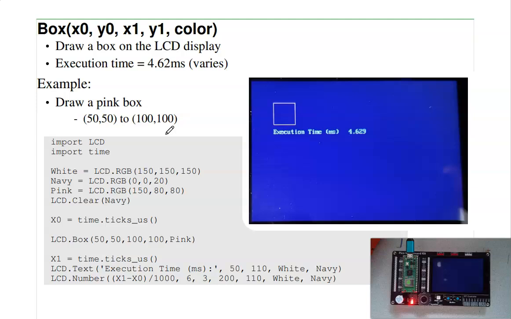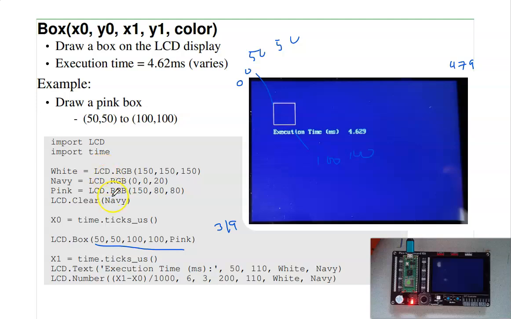First function, box. I can draw a box on the screen. I specify the color of the box, and I'm going to specify the upper left corner. This guy right here is 50, 50. On the x-axis, this goes from 0 to 479. Y goes from 0 to 319. This says the upper left corner is at 50, 50, the lower right corner is at 100, 100, and the color of the box I want to be pink.